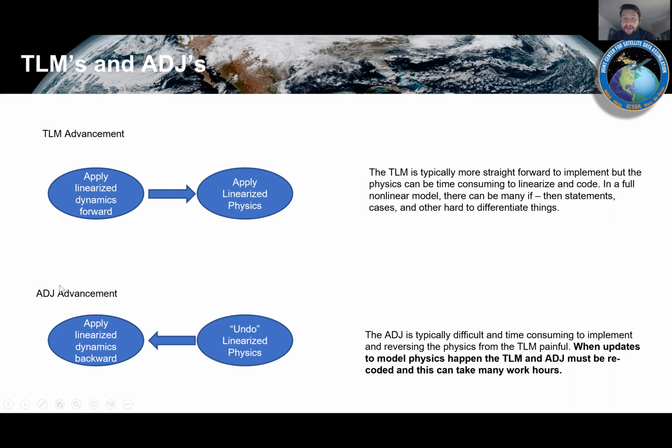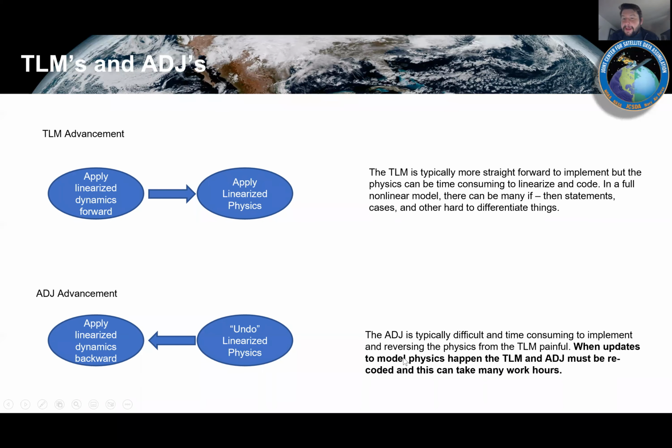An adjoint advancement is kind of the opposite. We're going backward in time. So here, as we applied linearized dynamics and then linearized physics, now we need to undo the linearized physics and then apply the linear dynamics backward. And again, this can be very time intensive to code for these very complicated models. But it is certainly doable, but it leads to a problem.